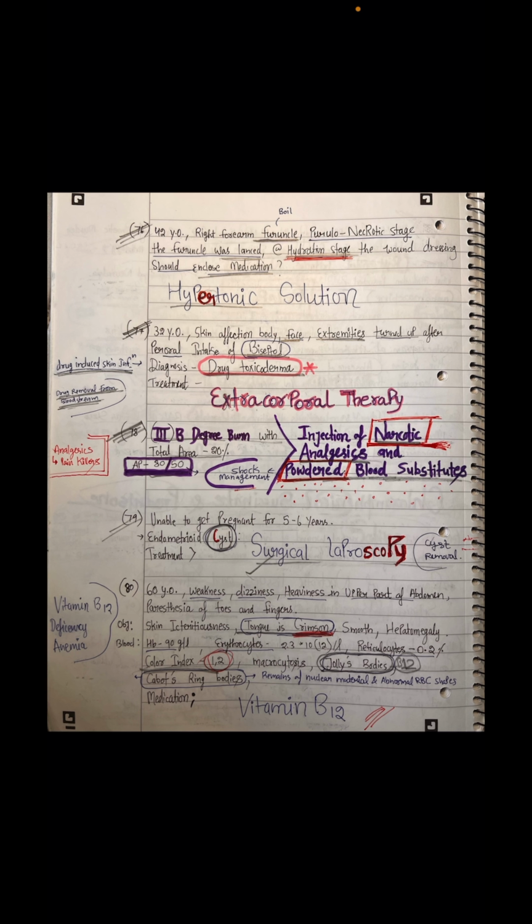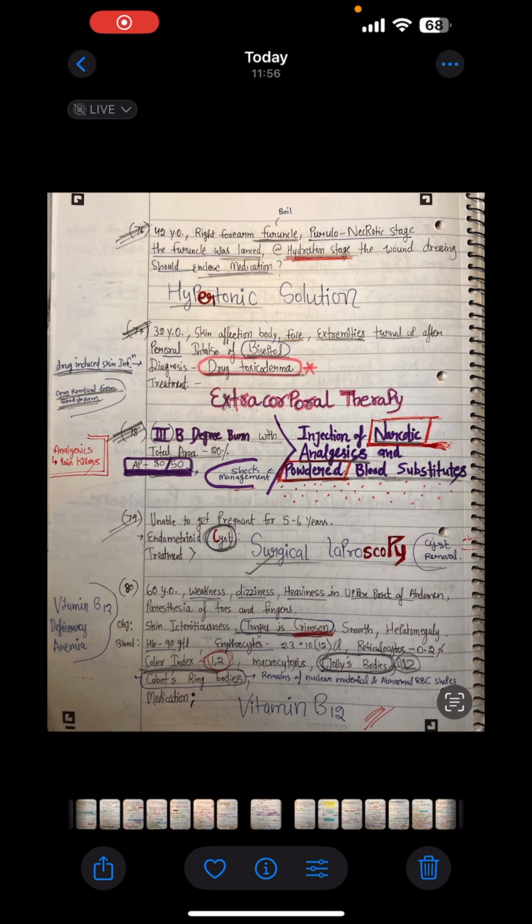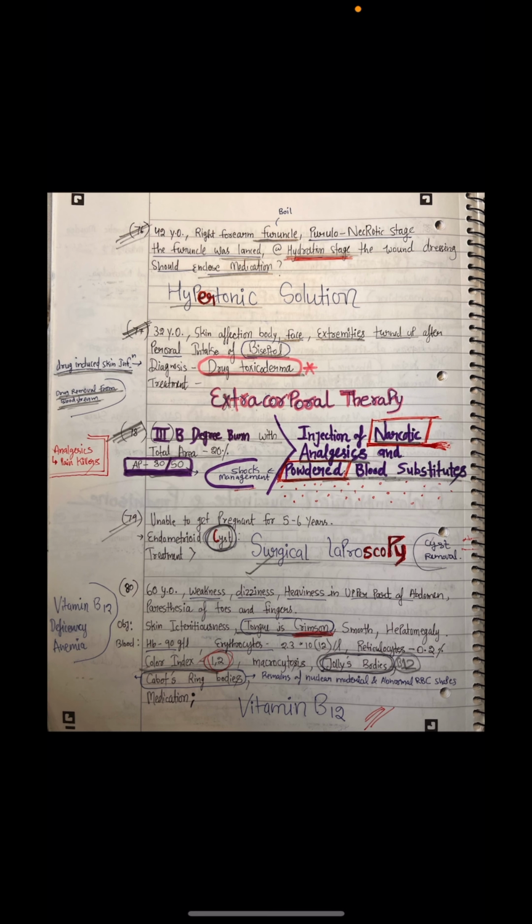Cyst: do surgical laparoscopy and remove the cyst; this is the best treatment for the cyst. Patient number 60. This is the case of color index more than 1. So this is the case of vitamin B12 deficiency.